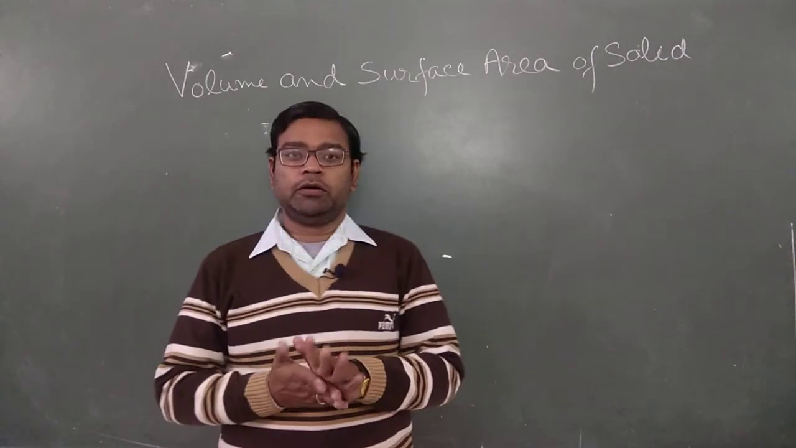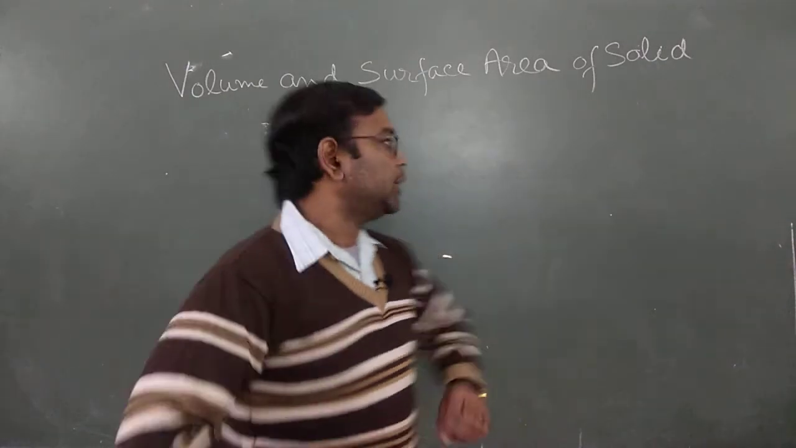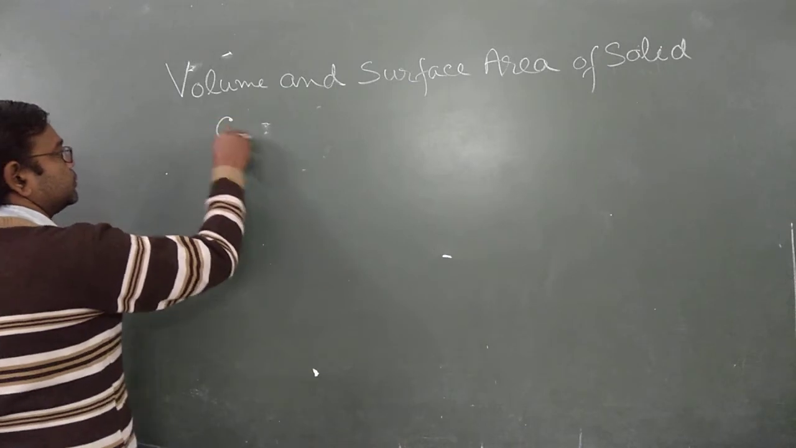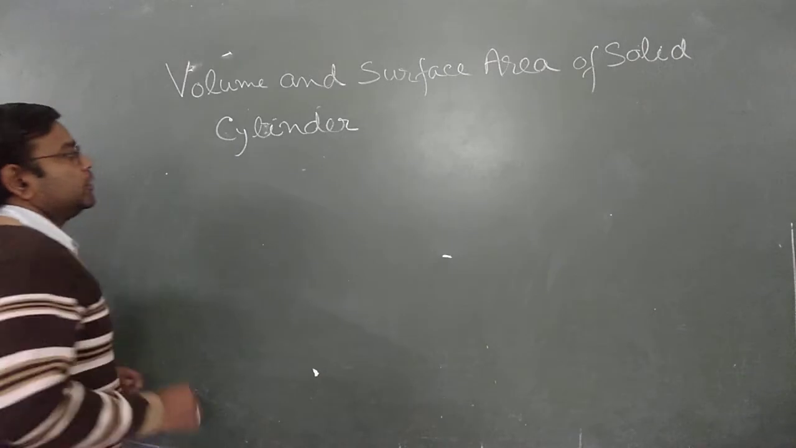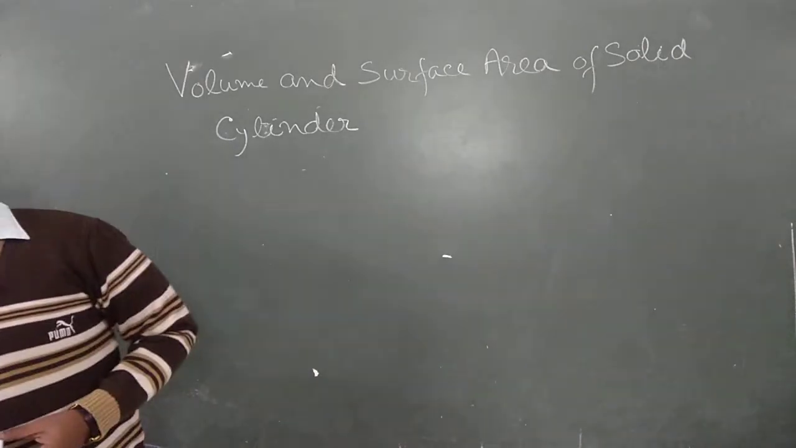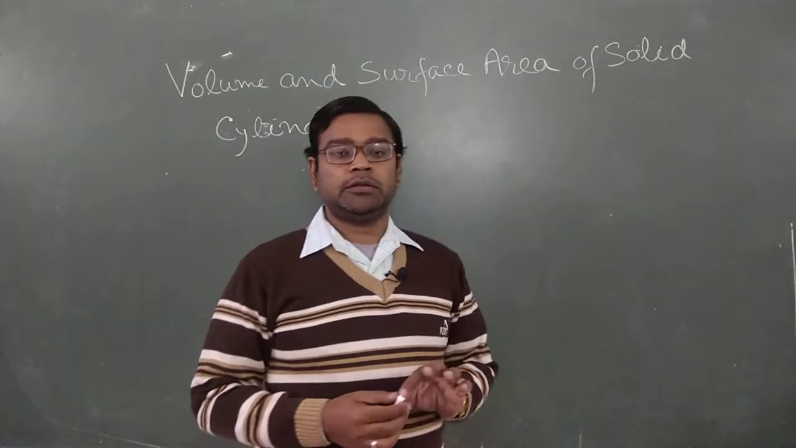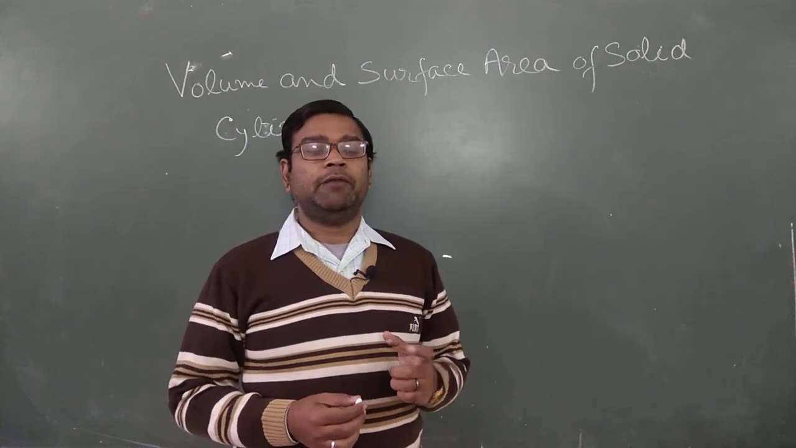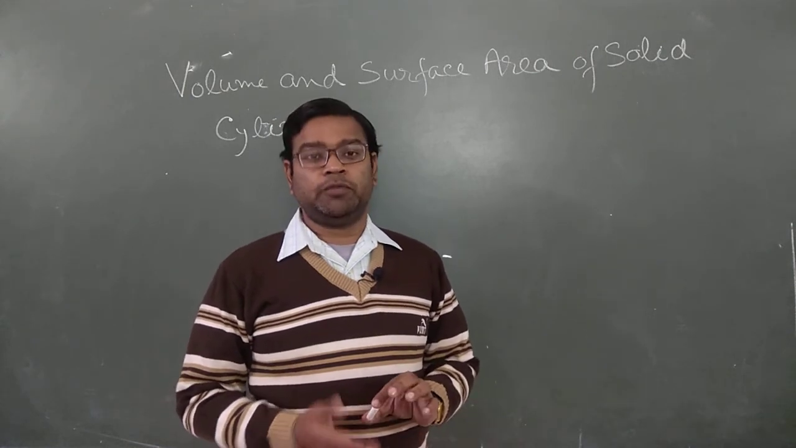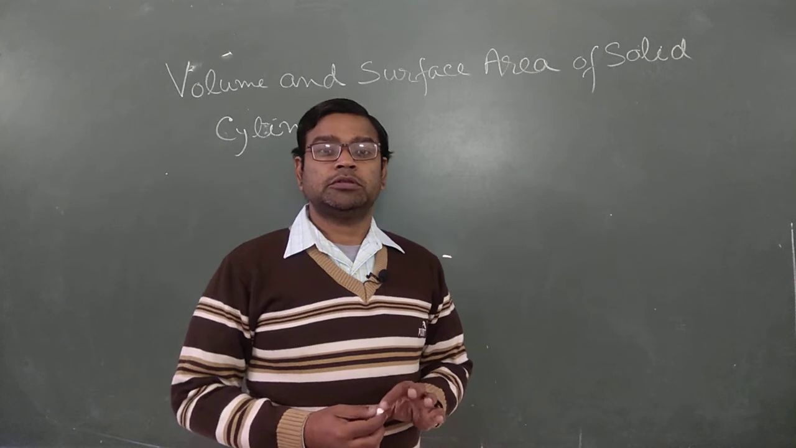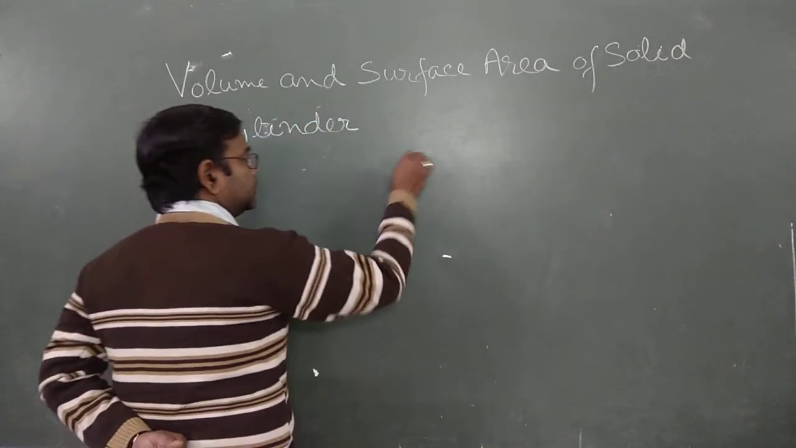Today in this video we are going to discuss a new type of solid. Its name is cylinder. Clear? What is the meaning of cylinder? If any solid has its top and base, or bottom part, in circular form, such a type of solid is known as a cylinder. For example, see the figure of a cylinder.